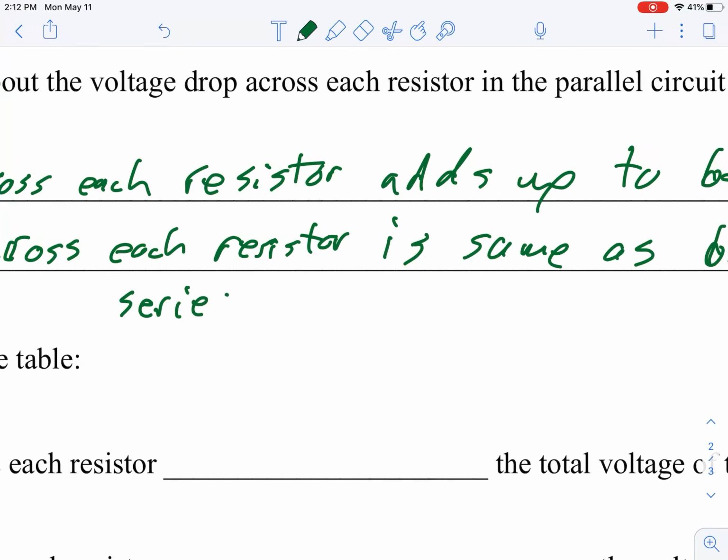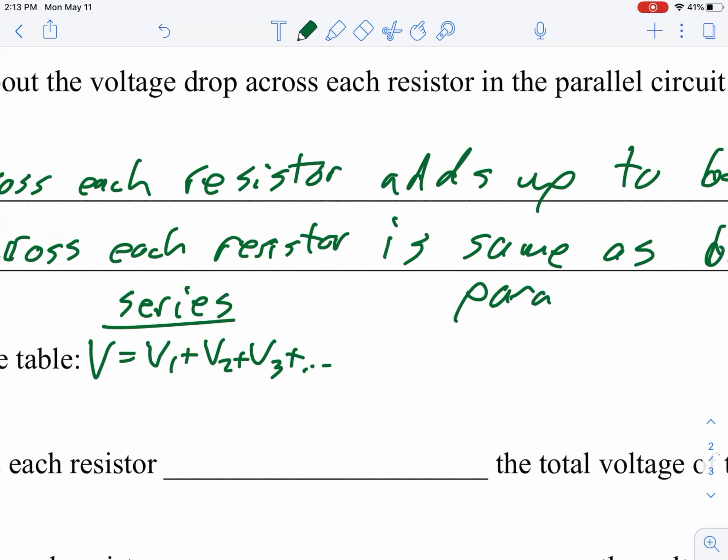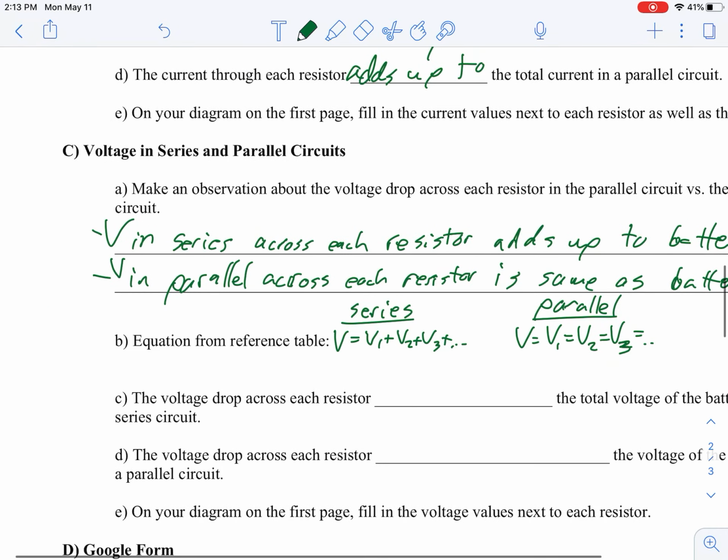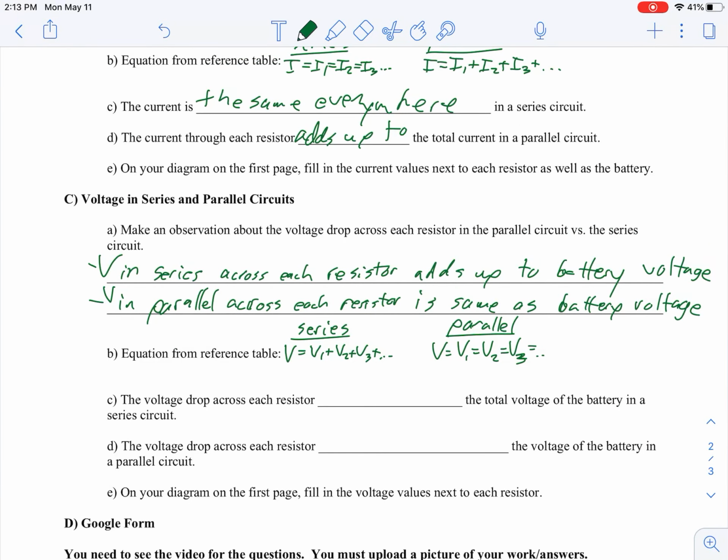So, in series, V equals V1 plus V2 plus V3 plus dot dot dot. In parallel, so series is where they all add up now for voltage. In parallel, voltage is the same across each. So this is not something you need to memorize. It's actually not even really an equation. I would say it's more of a concept that's on your reference table. So it tells you the concept there.